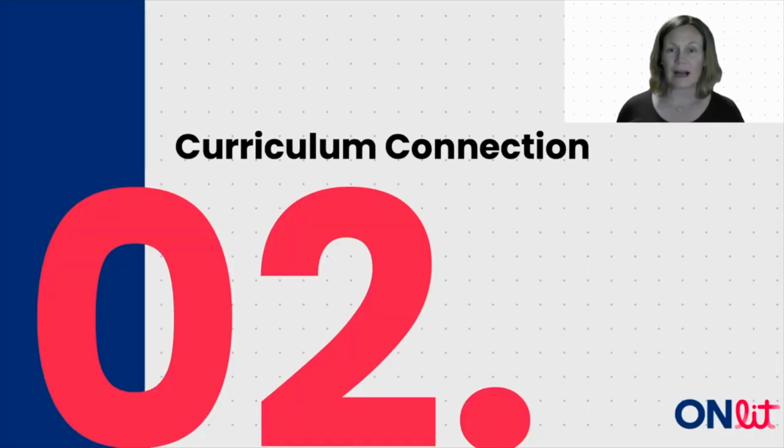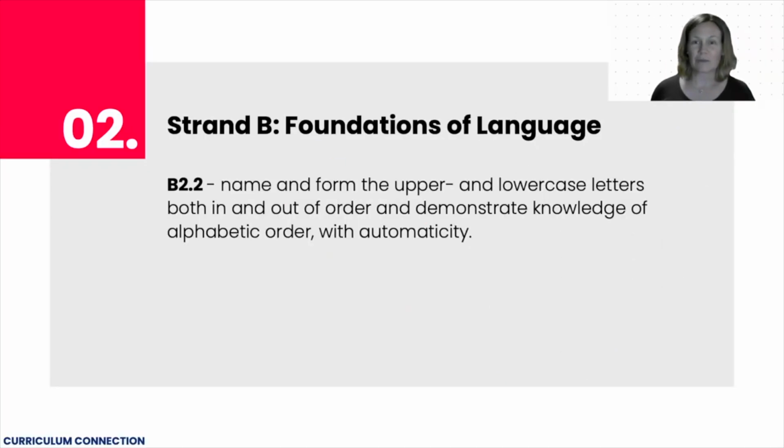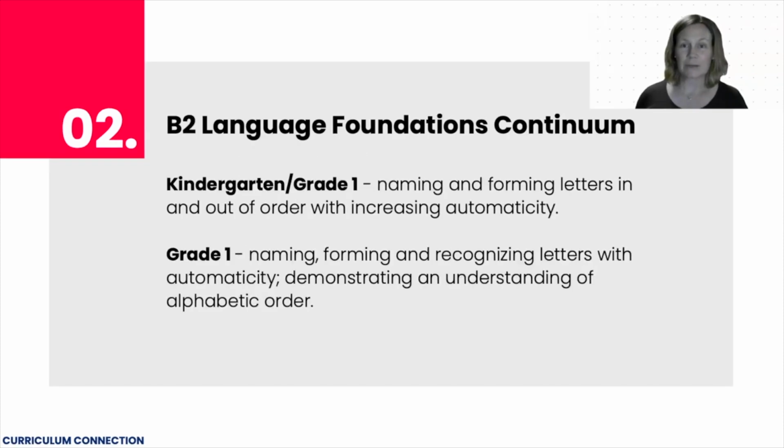Now we'll focus on where alphabetic knowledge is found in the Ontario curriculum. Alphabetic knowledge can be found in Strand B, Foundations of Language. In grade 1, students use alphabetic knowledge to name and print upper and lowercase letters in and out of order with increasing automaticity. The Language Foundations continuum supports the teaching of the specific expectations.